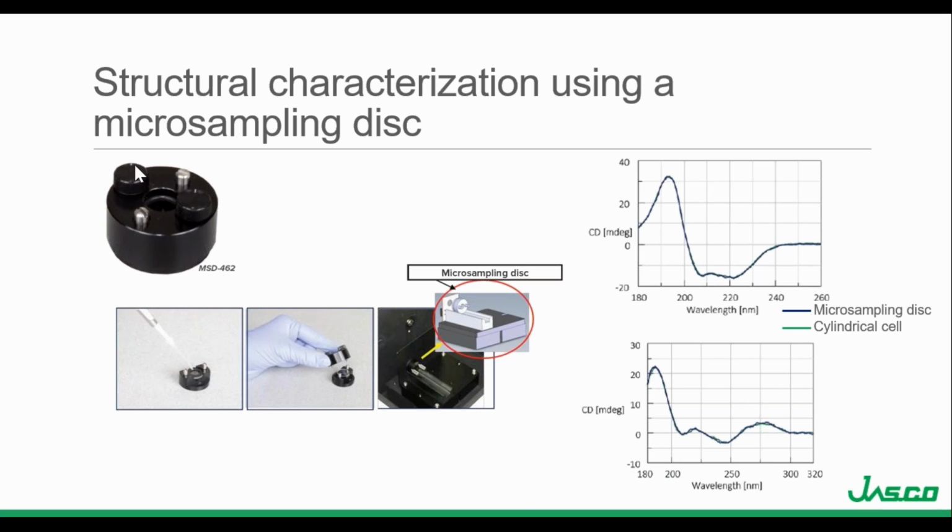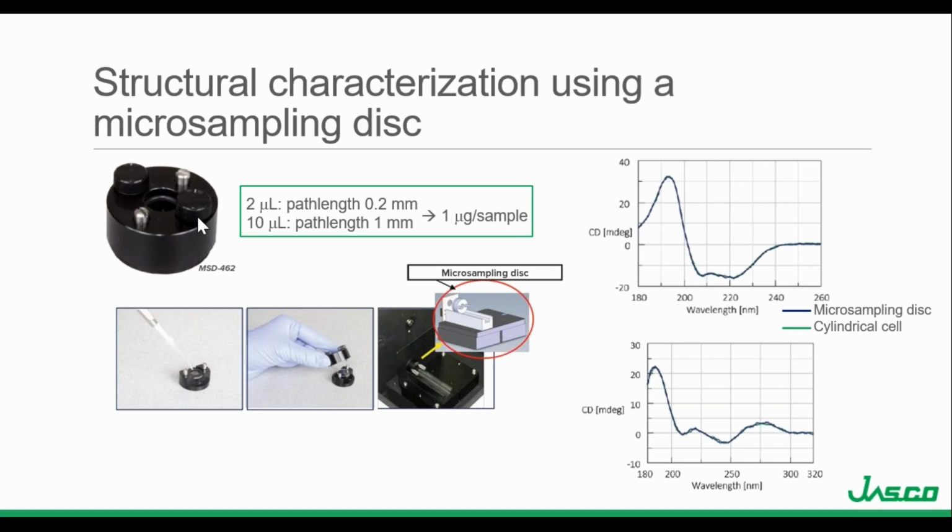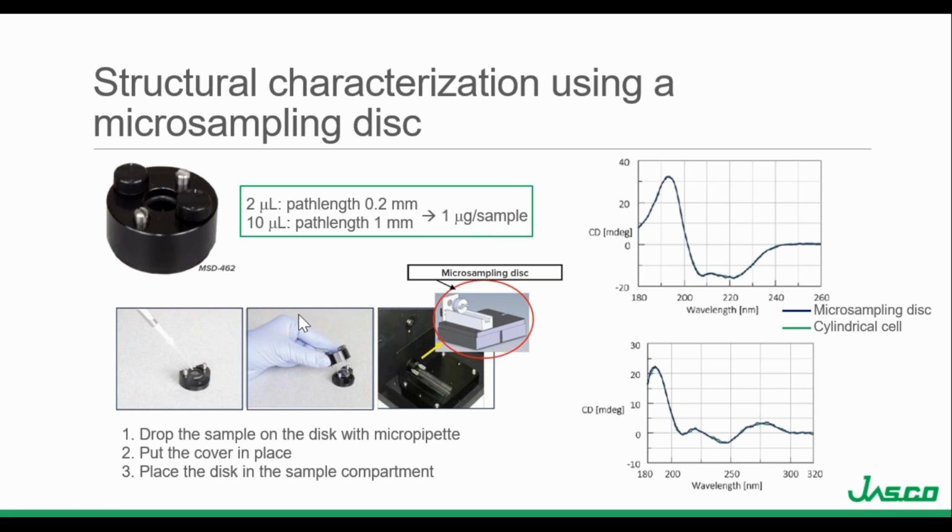So the micro-sampling disc on the top left here allows for spectral measurements using 2 to 10 microliters of sample depending on the path length. And there is a 0.2 and a 1 millimeter path length option, which corresponds to about 1 microgram of sample. To use this, a sample is placed on the quartz disc using a micropipette.